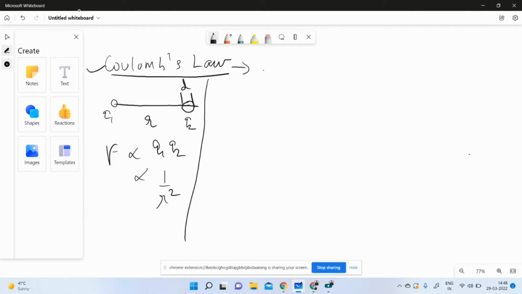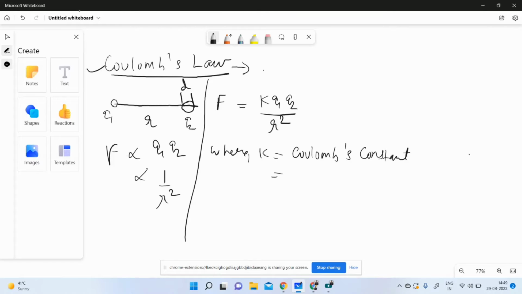See now. So basically, F will be equal to K Q1 Q2 divided by R square, where K is known as Coulomb's constant, whose value is 9 into 10 raised to 9 Newton meter square by Coulomb square. Clear? Okay. Now, K is actually obtained with the help of this formula, 1 upon 4 pi epsilon naught.